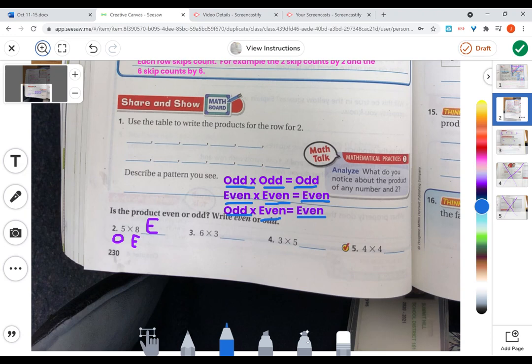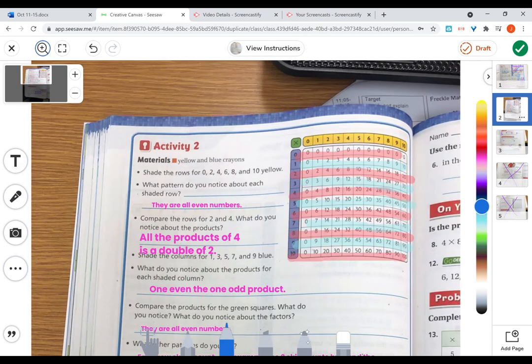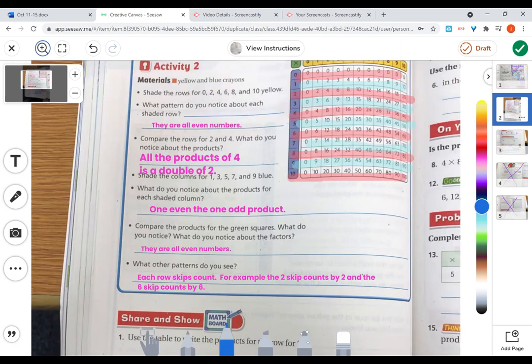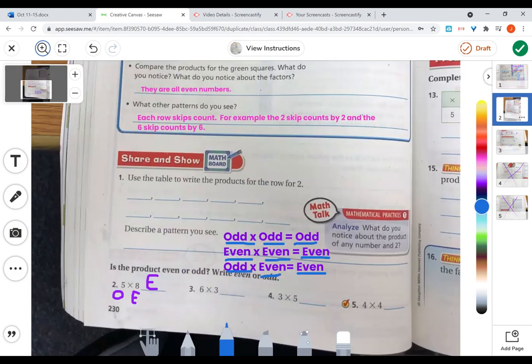So the last thing I want to show you is that when you look at each one of the rows, you're going to notice that it's skip counting. If you look at your 2s, you're going to notice that you're skip counting by 2s all the way across the row. If you look at your 8s, you're skip counting all the way across the row. So down here, it says each row skip counts. For example, 2 is going to skip count by 2, and 6 is going to skip count by 6.